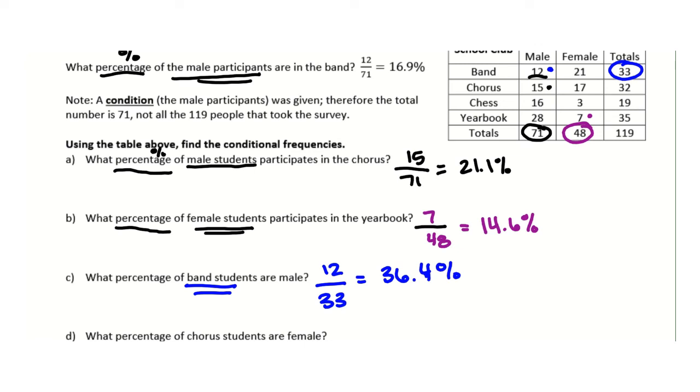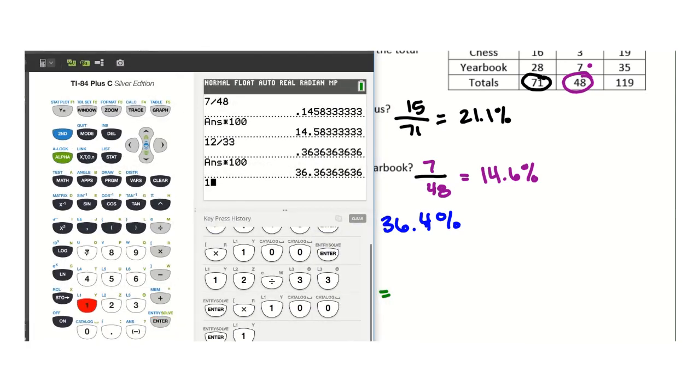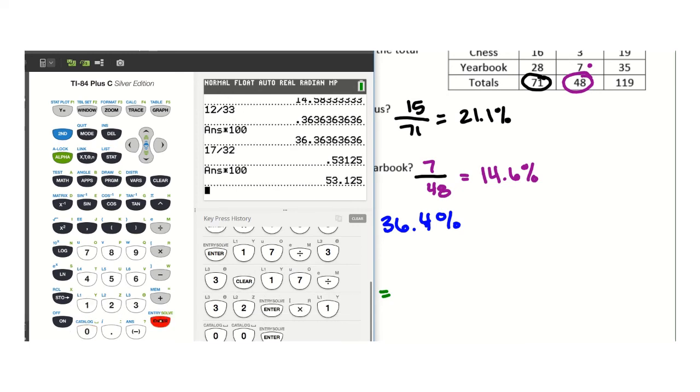The next question says, what percentage of chorus students? So my total number of chorus students is 32, and I want to know how many of them are female. So 17 out of 32 chorus students are female. So 17 divided by 32, and then if you multiply that by 100, you're going to get 53.1%.